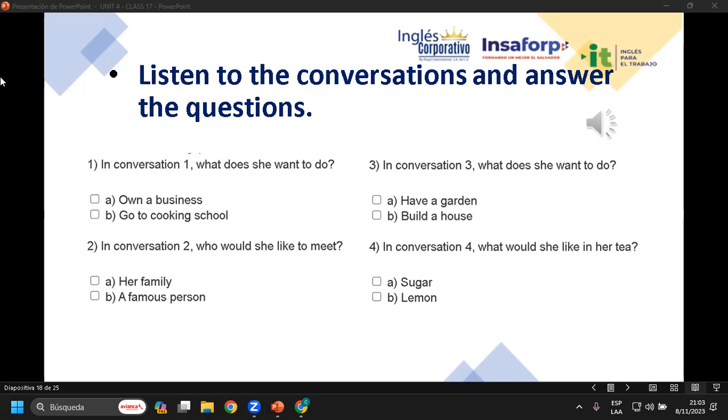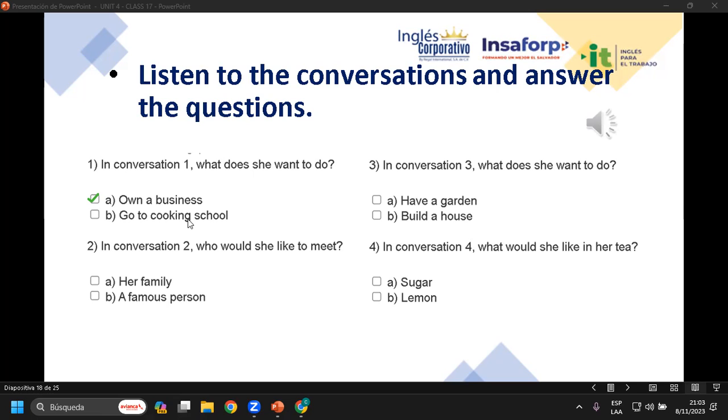Yes. ¿Completamente seguras? De hecho, lo que pasa es que ella quiere ser una chef porque quiere poner un negocio. Pero para ser chef tiene que ir a una escuela de cocina, ¿no? Sí menciona lo de su propio negocio, pero nunca menciona lo de ir a la escuela de cocina. Así que la respuesta correcta, letter A. Si colocaron la letter A, tienen un punto, everybody.